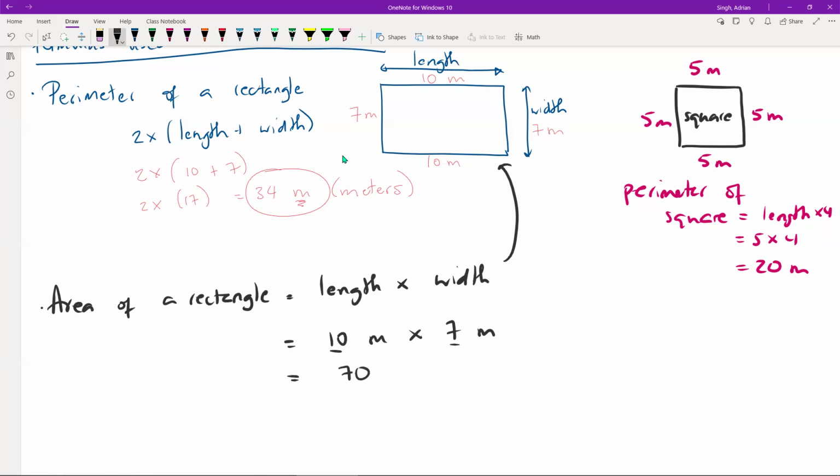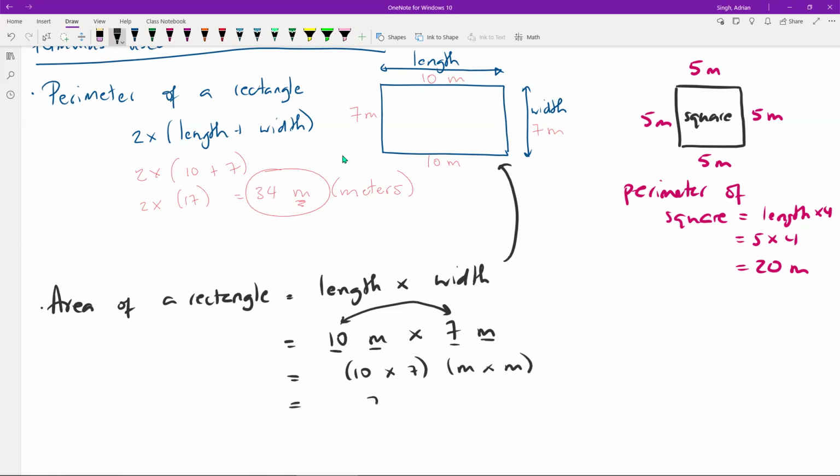Okay, and now this is something to consider. You're also not just multiplying the numbers, you're also multiplying the units. So meter times meter. Let's actually separate this out. So we have 10 times 7, and then the unit here is meters times meters.